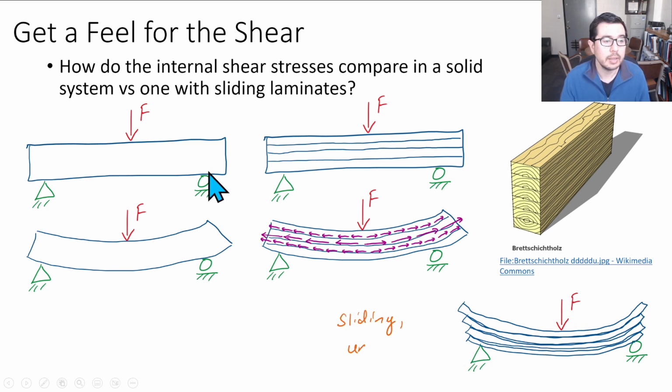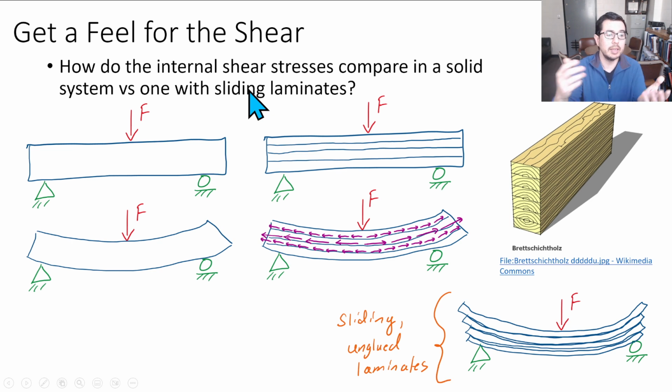So to answer this initial question, how do the internal shear stresses compare in a solid system versus one with sliding laminates? The shear stresses are going to be higher. Even though we can't see the sliding, the shear stresses are going to be higher when you have this solid structure versus a set of laminates that can slide against each other.